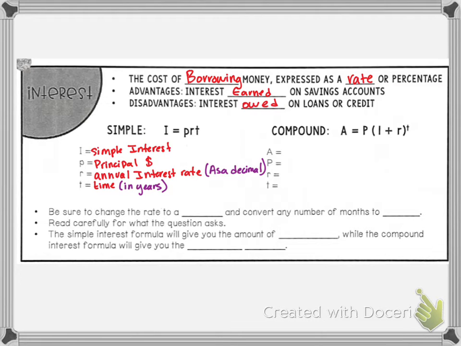Okay. Then we also have compound interest, where A will be the future value, or the total amount at the end. P is still principal. R is still the annual rate, and remember, that is as a decimal. And then T is going to be time in years.